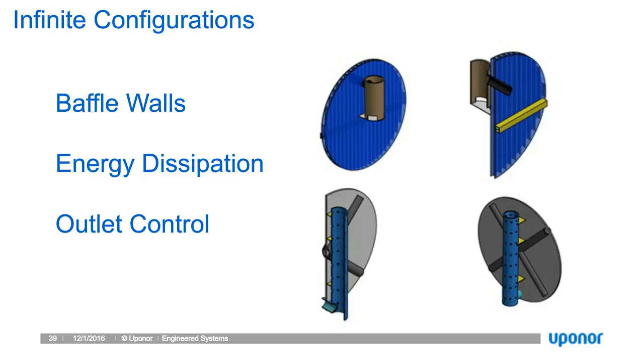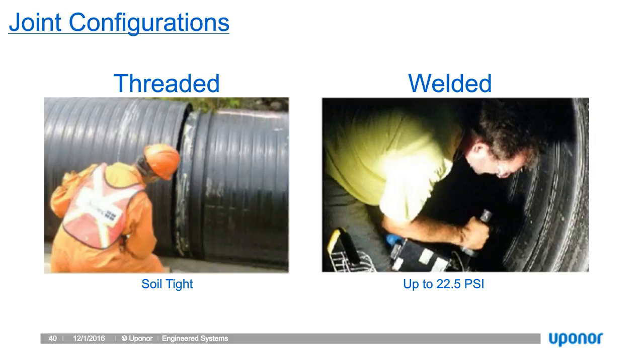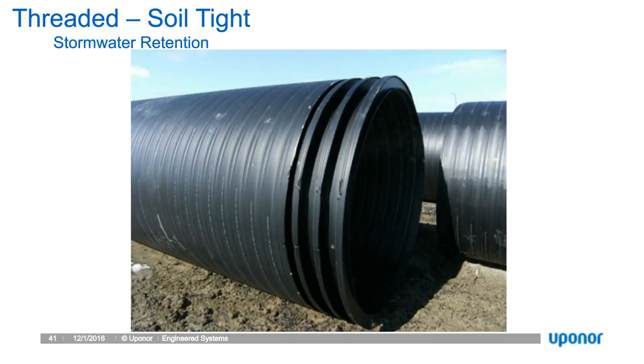So we mentioned a few joint configurations. We have basically threaded, which is a soil-tight joint, and then we have welded, which can achieve pressures up to 22.5 psi. And we'll talk a little bit about each one of those independently. Our threaded soil-tight joint was originally developed for culvert reline applications where they're going to grout the annular space around the structure. We do quite a bit of culvert reline projects.